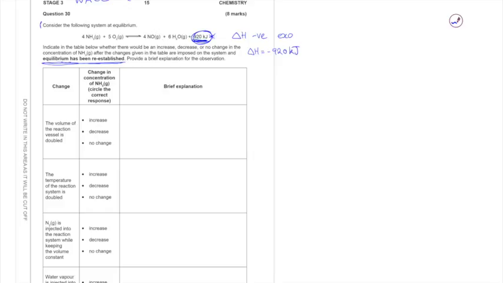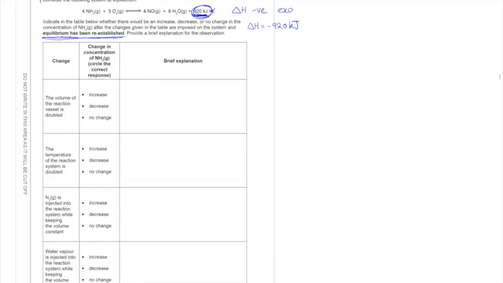So considering the fact that we've got that little energy value right there, I'm actually going to jump into part 2 of this question because I'm going to be talking about that immediately. And it says right here, the temperature of the reaction system is doubled. So one of the important things here, guys, is we're talking about temperature, and temperature also has a lot to do with heat. It's all about energy.